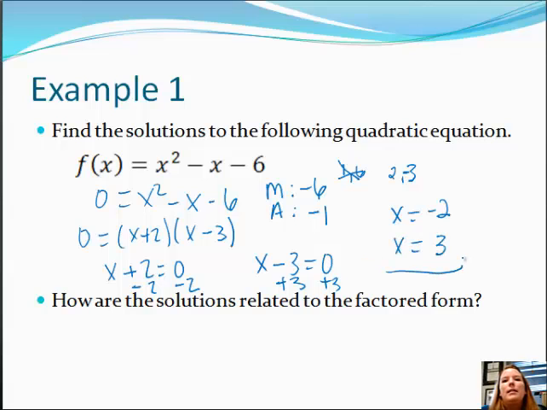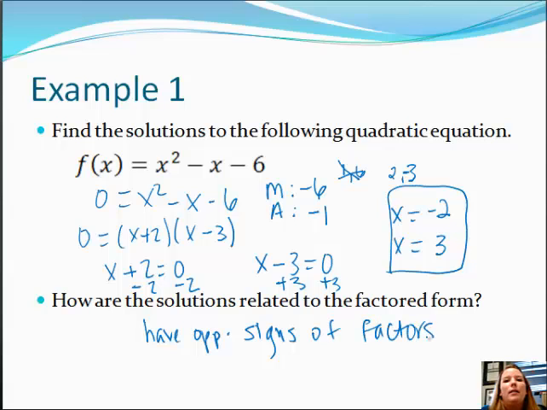So if you notice, these numbers are very similar to what we found in our multiply and add part, but they have opposite signs. So the solutions are related to the factored form in that they have opposite signs of our factors. So whenever you're doing this, when you get better at it, you can skip the part of setting it equal to 0 and just change the sign of the answers. Let's work the second example.